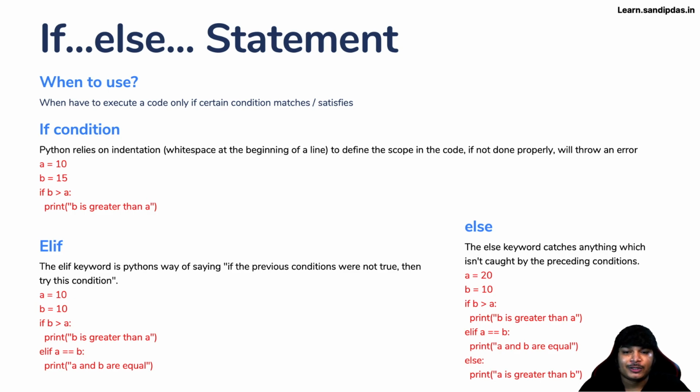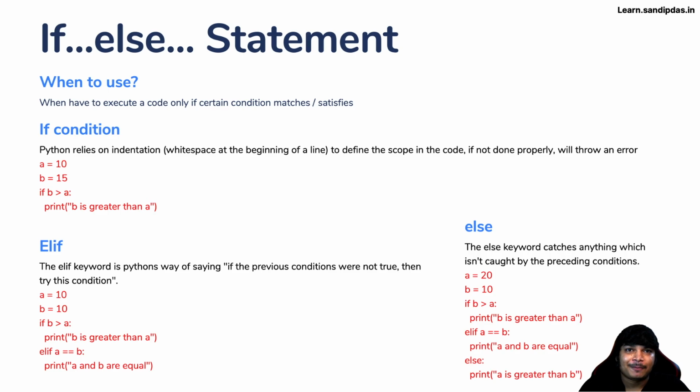In the example, you can see it's using indentation to mention the inside block. In normally other programming languages you normally mention all the code block inside curly braces, but in Python it's not the case. It uses indentation. So Python relies on indentation, that is white space in the beginning of the line, to define the scope in the code. If not done properly, it will definitely throw an error.